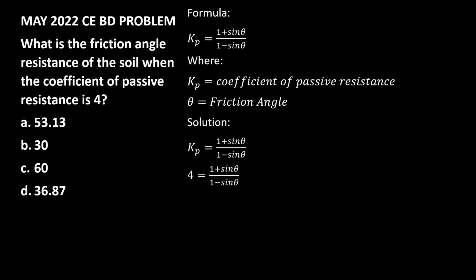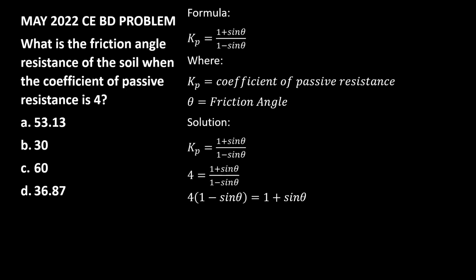I guess the best thing to do is to cross-multiply the denominator 1 minus sine theta to the left-hand side of our equation with the number 4. Coming up next, after the cross-multiplication, we have now our equation as 4 times the parentheses of 1 minus sine theta equals 1 plus sine theta.